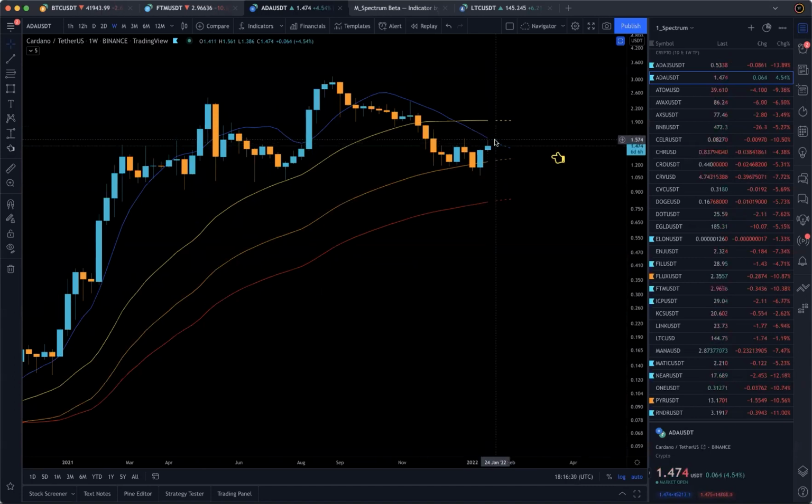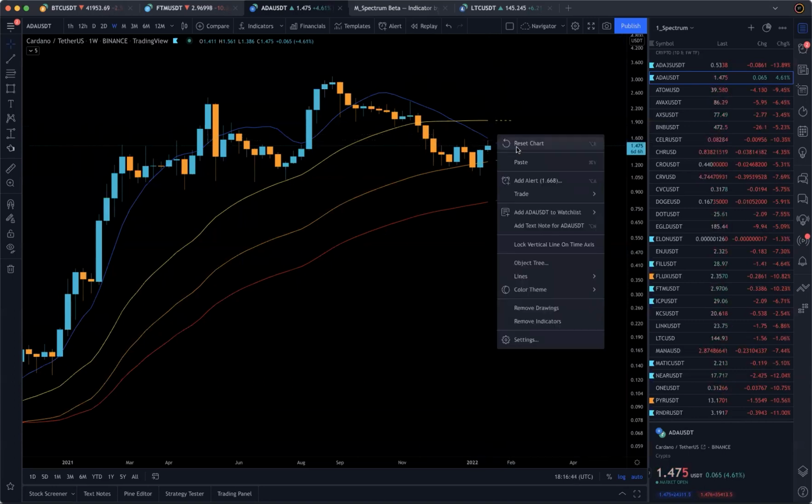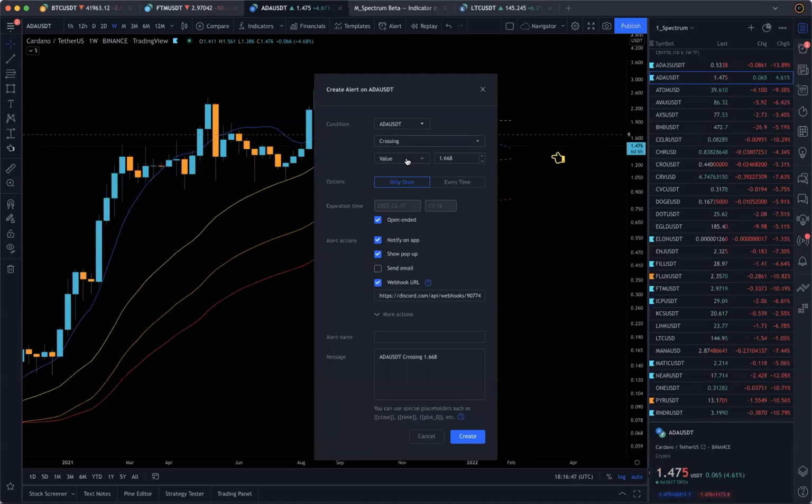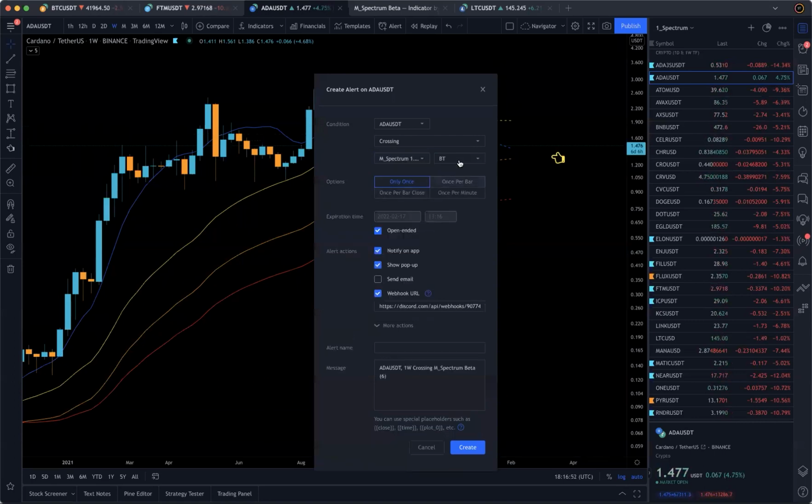Now, how it is useful from a planning point of view: you know exactly where the blue is, right? So you can set an alert. That's another cool thing about it. You can set an alert like add alert. You select ADA, and instead of value you select the spectrum. Then you can say I want to set it up on BT, blue trend, and I want an alert on closing. So you select BT, and then you say when it crosses up, I want an alert when the week closes, because this is weekly.